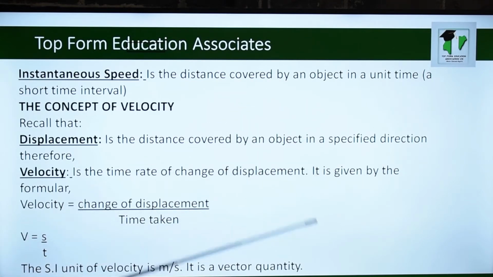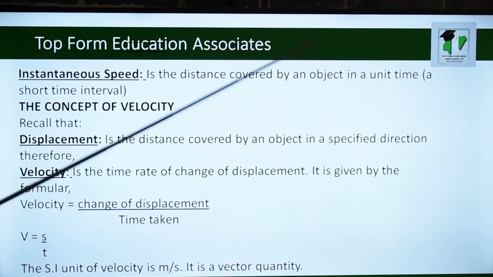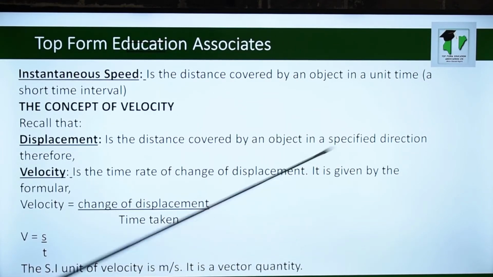The example I gave is student moving to the office of the principal. The person specified his direction. So we say it's a vector quantity. It has both the distance inside it and the direction where the person is going to. So it's a vector quantity.